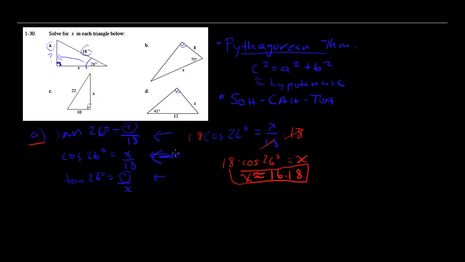Now part B. Again, we have a right triangle with a 70-degree angle, so we want to use SOHCAHTOA. Sine is the opposite, which is our question mark, over the hypotenuse, x, so we don't want that one because it has the question mark again. Cosine is adjacent over hypotenuse, and that's the one we want because the adjacent is 8 and x is the variable we're looking for. So cosine of 70 degrees is equal to 8 divided by x.